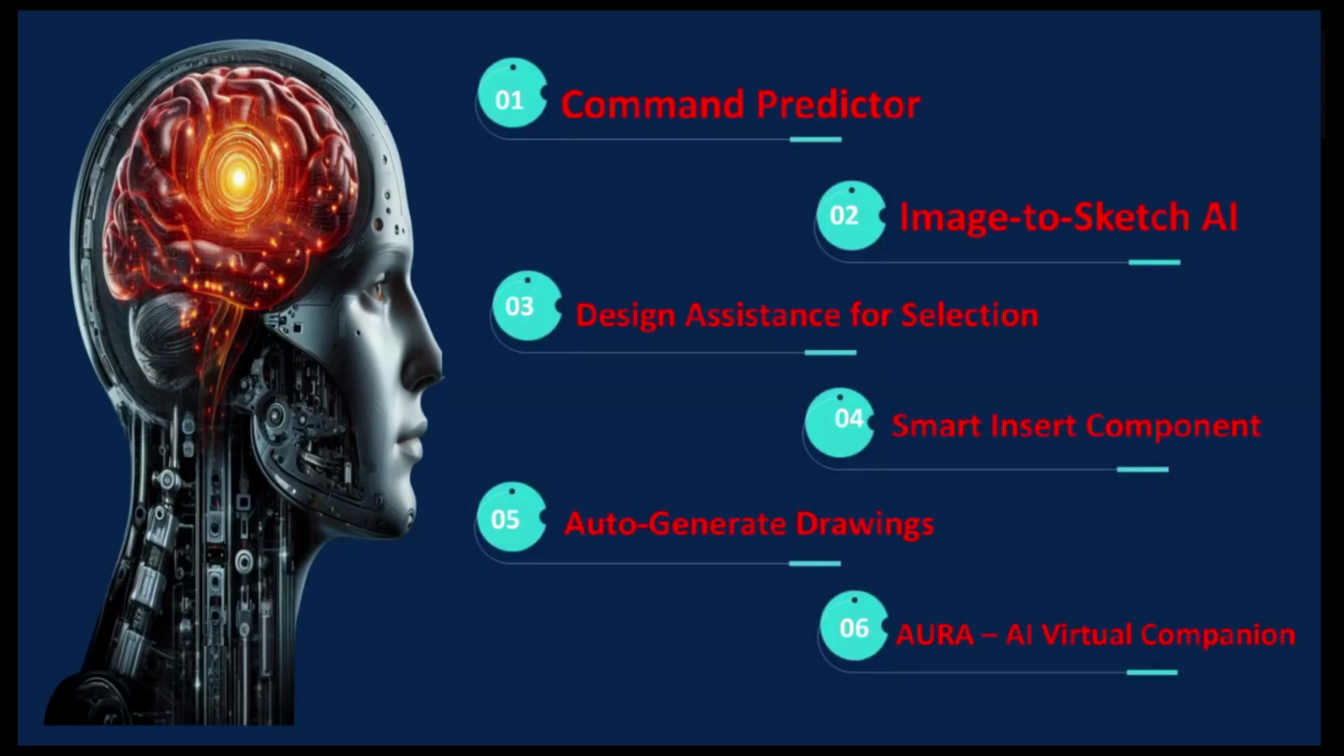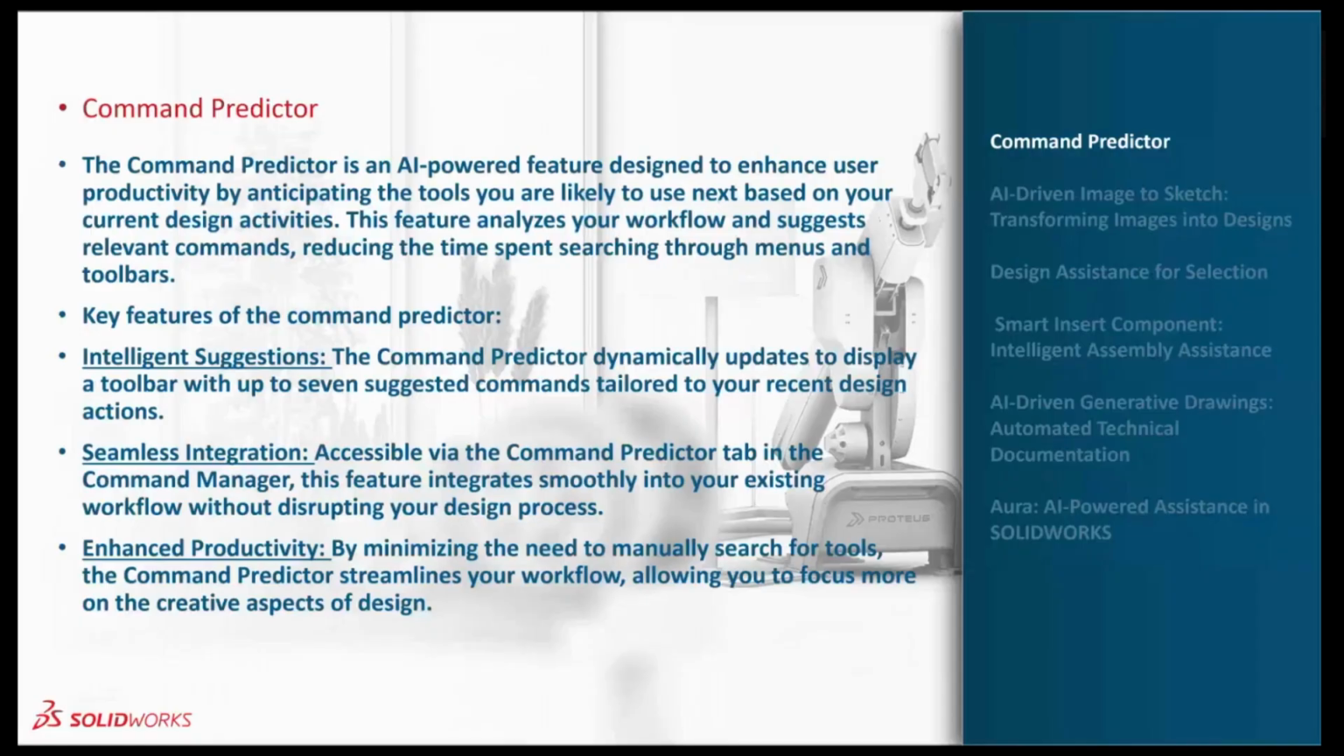So collectively, these tools target 3 key outcomes. First one, reduction of manual and repetitive work, improvement in accuracy and design consistency, and acceleration of design-to-manufacturing turnaround. We'll explore this technology in detail. So let us start with the command predictor.